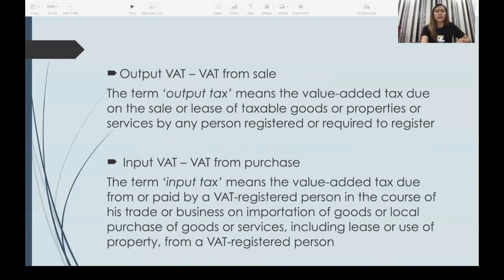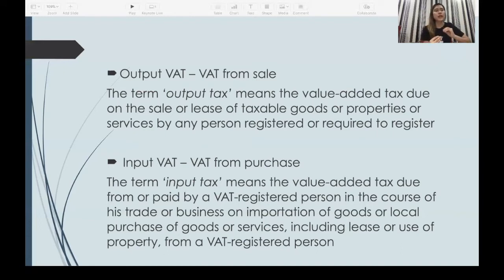Ito, output VAT. Actually, yung tinatandaan ko lang dito noon kasi nalilito din ako sa paano sila gamitin or paano sila i-interpret when you are solving na the problem. Output tax, it is a VAT from sale, meaning the value-added tax due on the sale or lease of taxable goods or properties or services by any person registered or required to register. Input tax, it is a VAT from your purchases. So, input tax means the value-added tax due from or paid by a VAT registered person in the course of his trade or business on importation of goods or local purchase of goods or services, including lease or use of property.